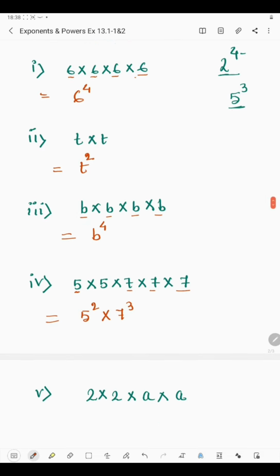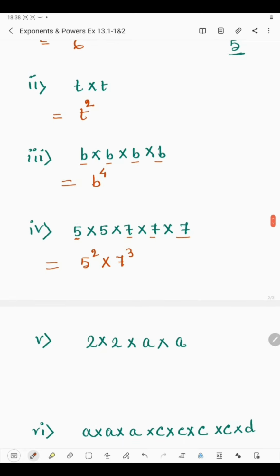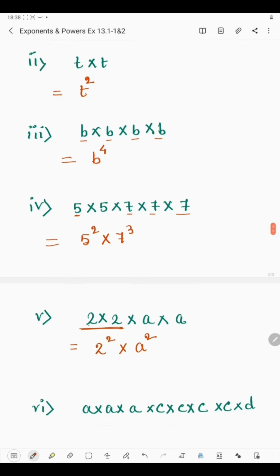Now in the fifth part, again there are two different bases. One is 2, another is a. Since 2 is repeated twice, 2 will be the base and the power will be 2. Then a is repeated 2 times, so the base will be a, and the power of a will be 2. So it is 2 square multiplied by a square.